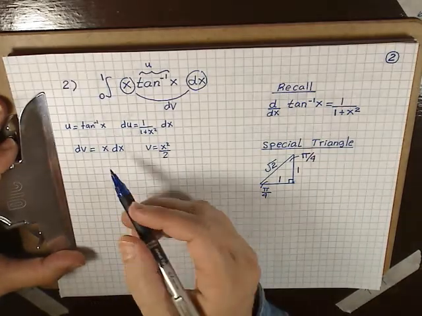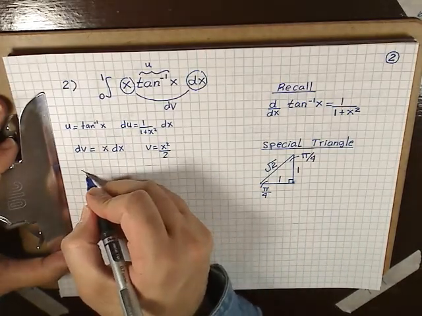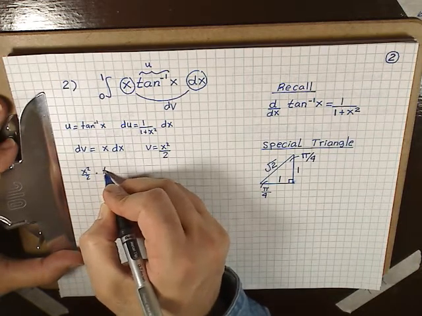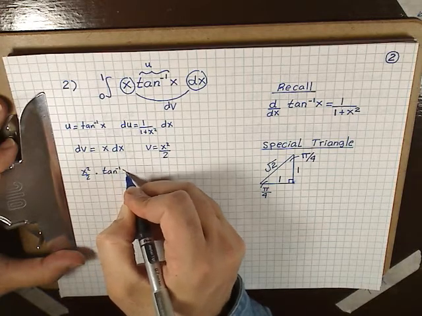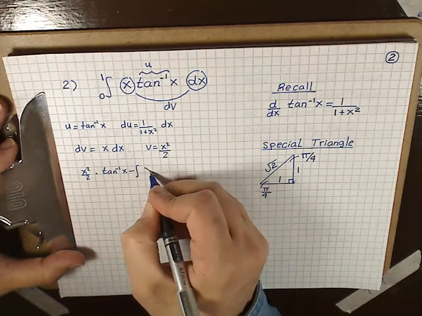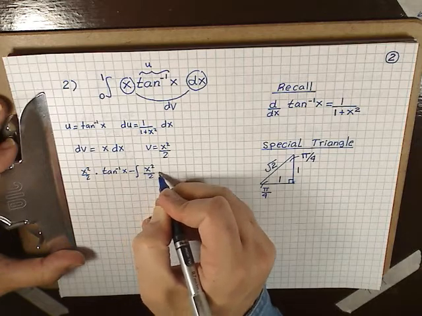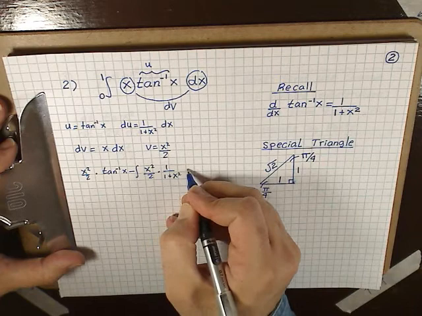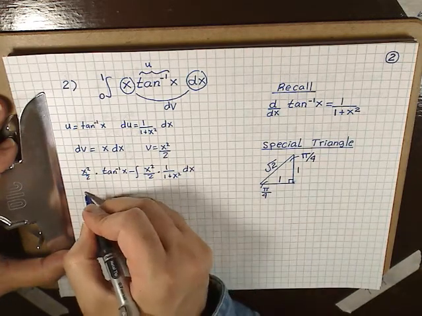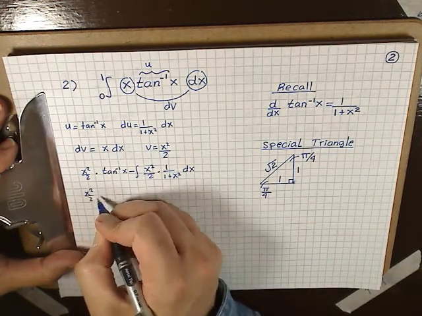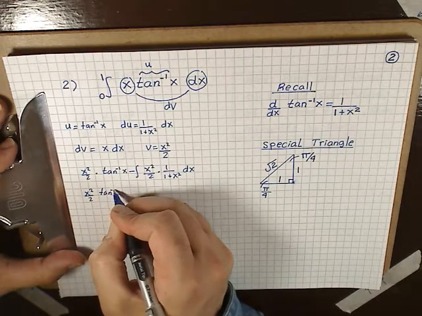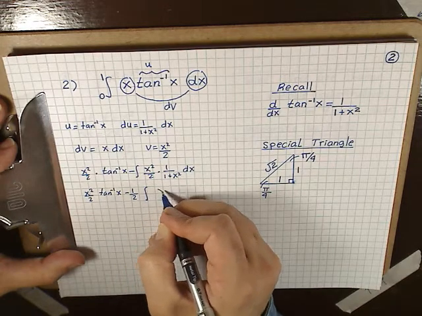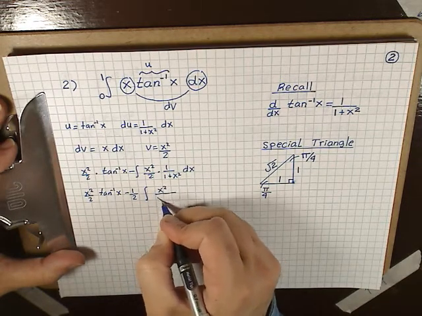Alright, let's apply the formula. That's u times v, x squared over 2 times tan inverse x, minus the integral of v, that's x squared over 2, times du, that's 1 over 1 plus x squared dx. We get x squared over 2 tan inverse x minus 1 half the integral of x squared divided by x squared plus 1.